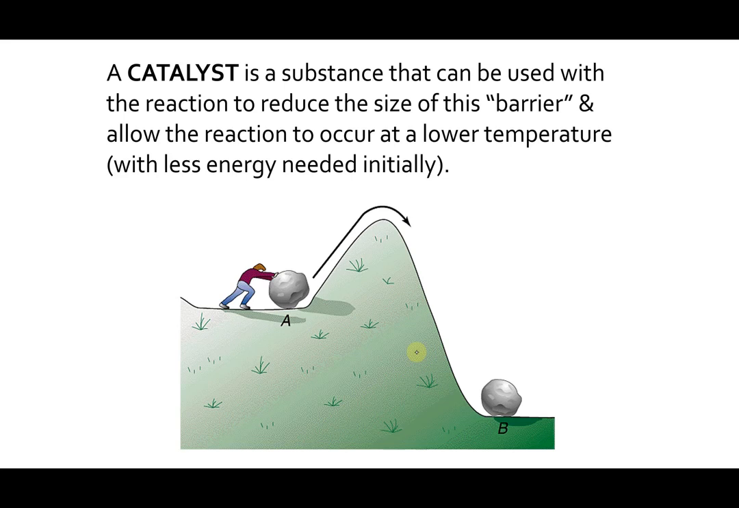Well, that barrier is the activation energy, and a catalyst can go in there and actually reduce the size of that hill. So it makes the reaction possible, or more likely, at a lower temperature. So less energy is needed than it might be on this hill if he was able to find a shortcut through or around, or by lowering the size of that hill. The catalyst reduces the energy required for a reaction to occur, and it makes the reaction happen faster.